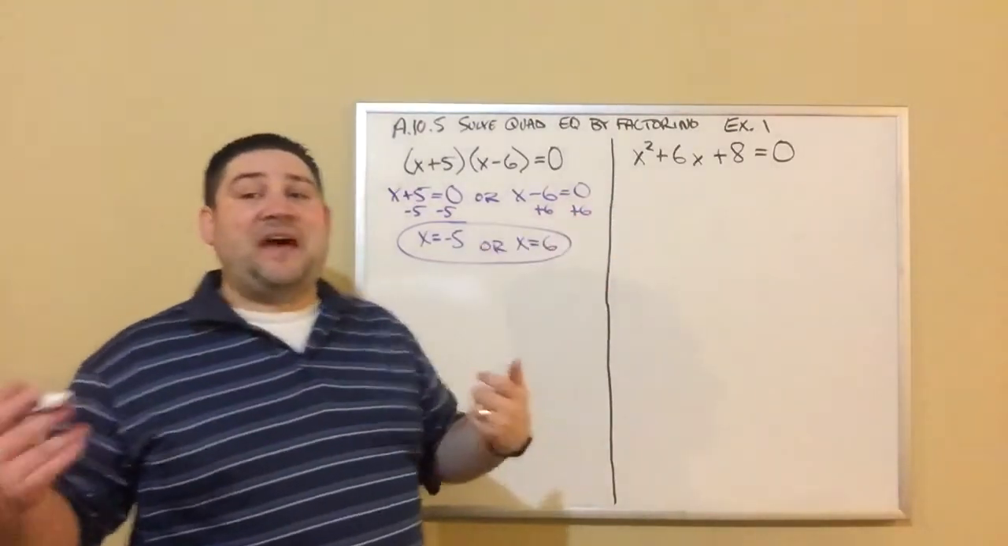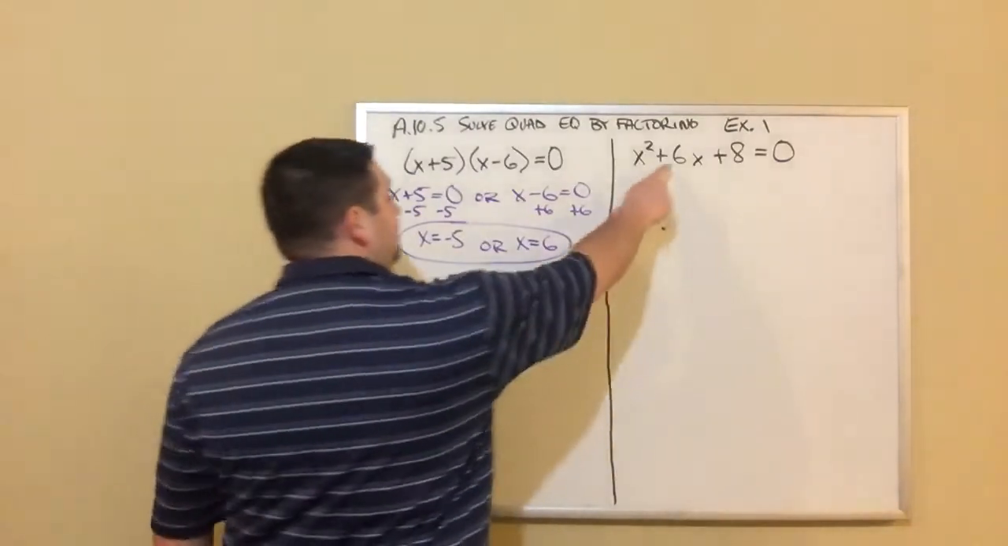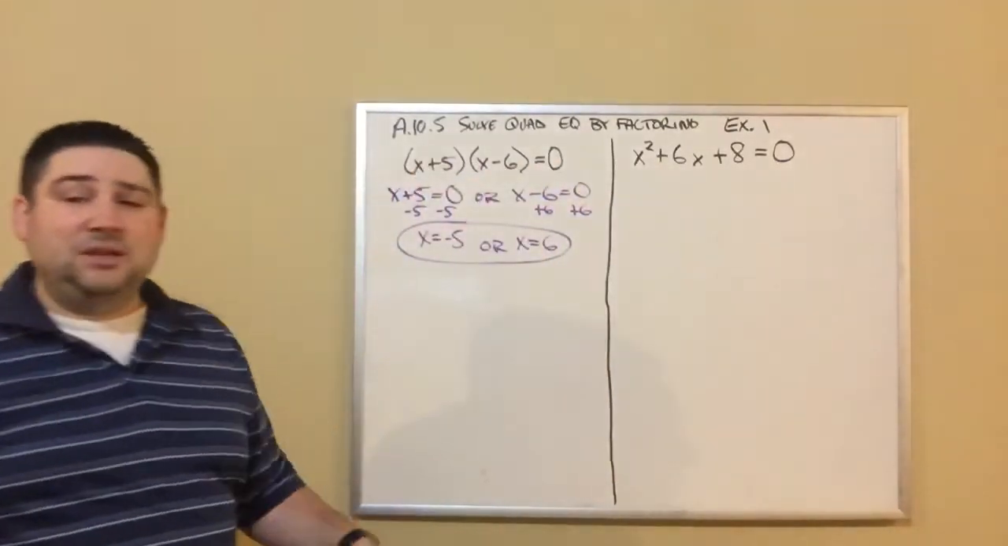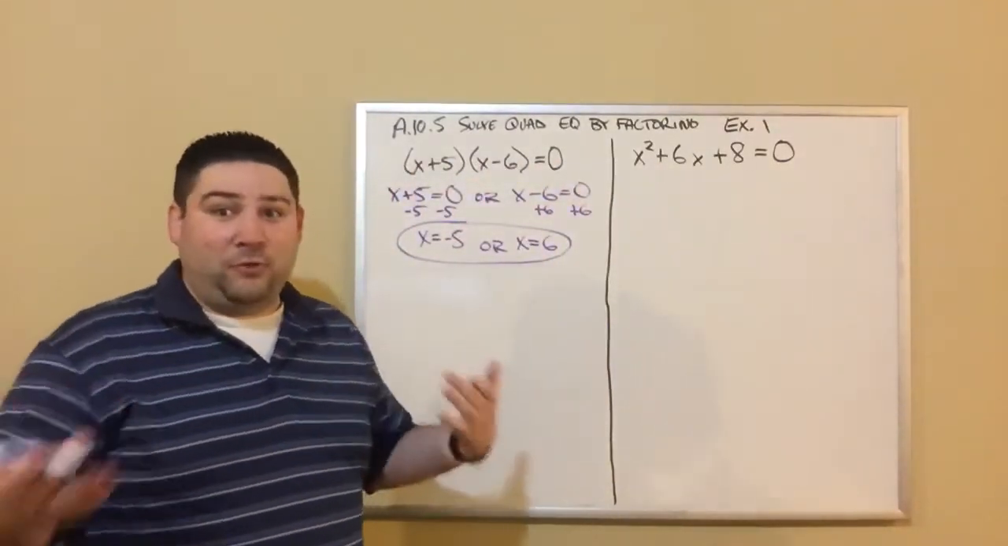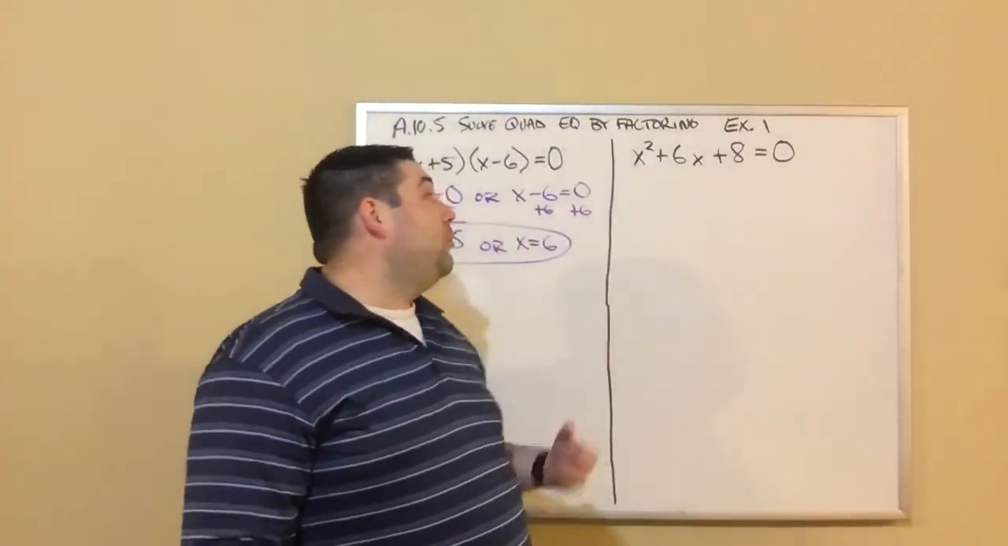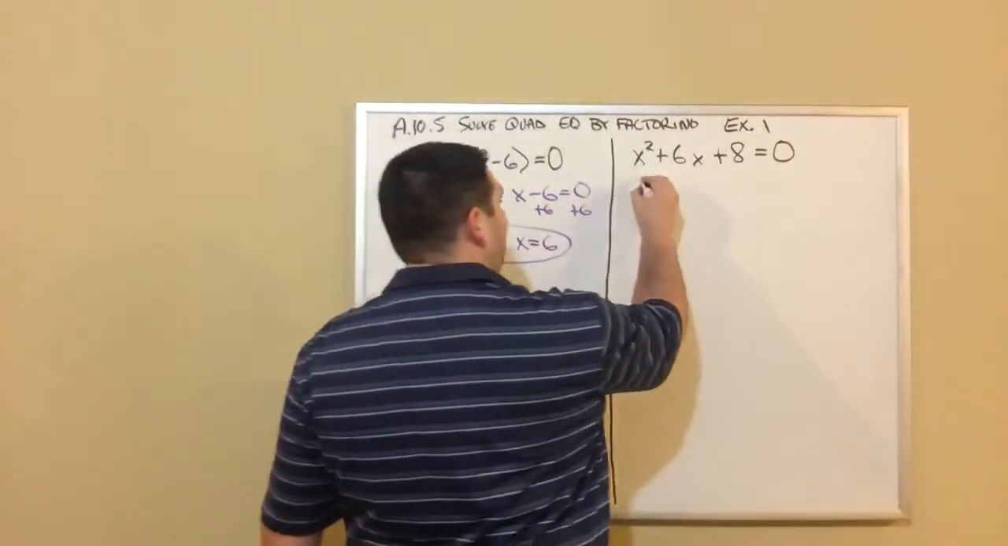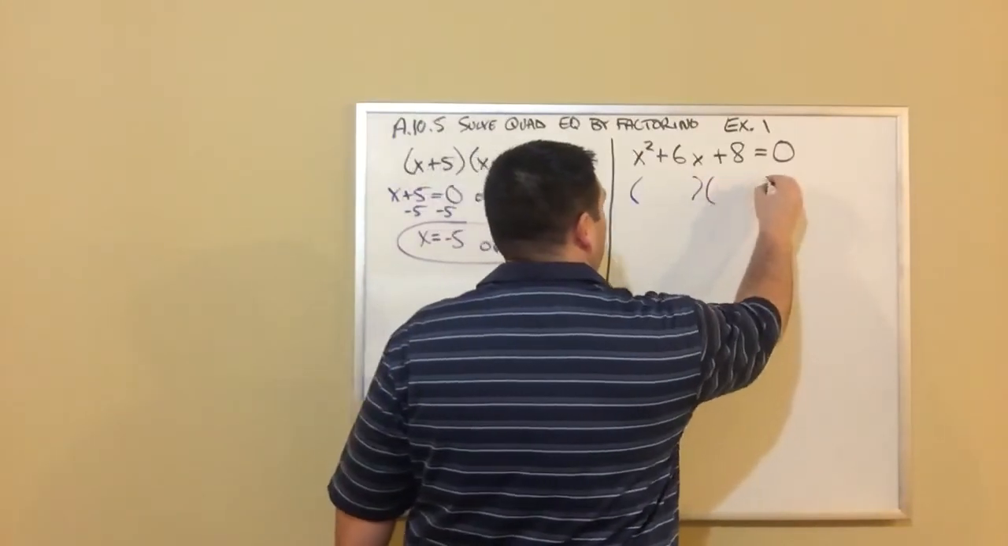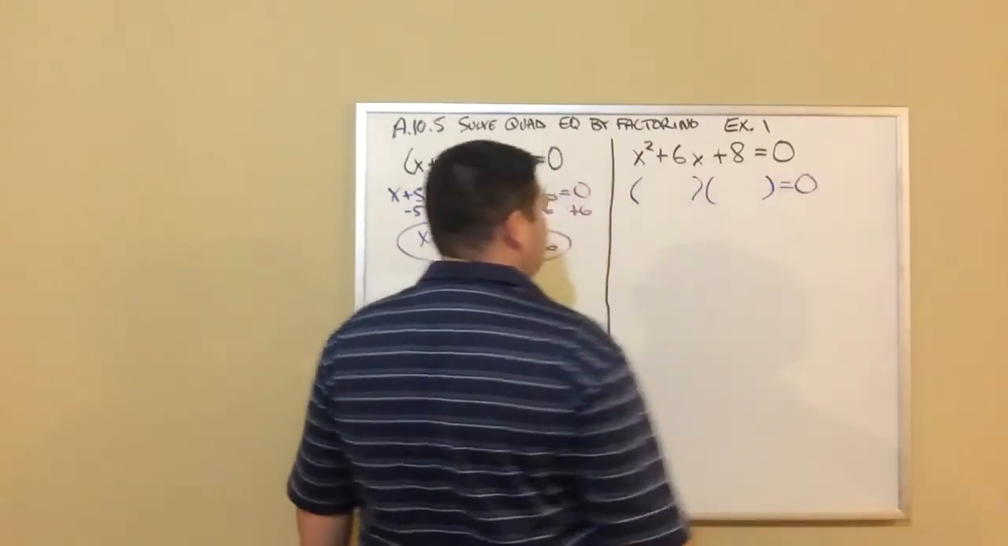This one is not factored. So basically we have to get from here to something like this. So we have to, if you remember, we called it unfoiling. We have to unfoil this. We have to factor it. So I know it's going to be binomial times a binomial, which will equal 0.